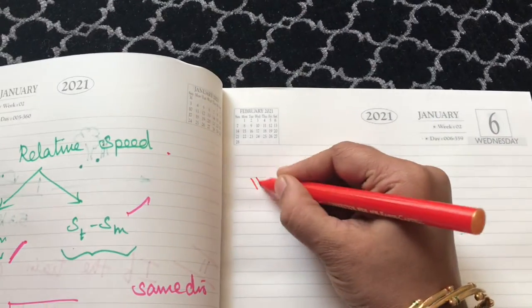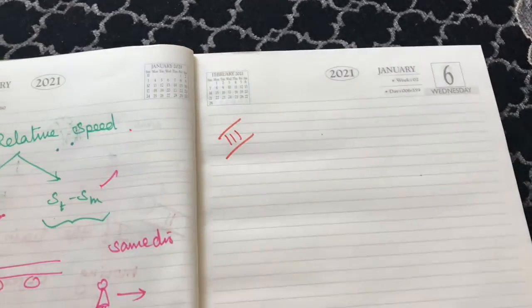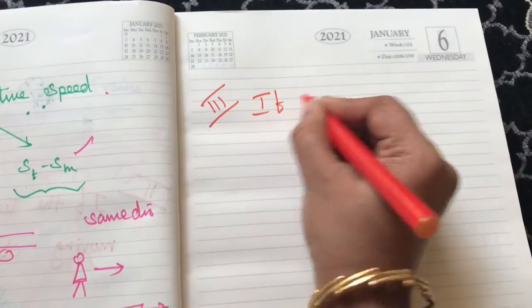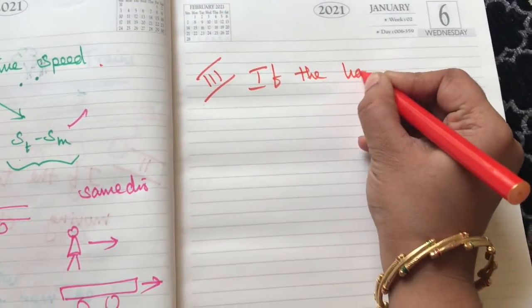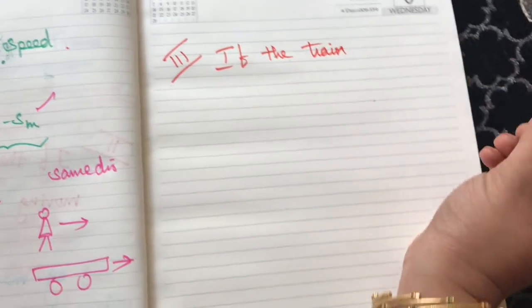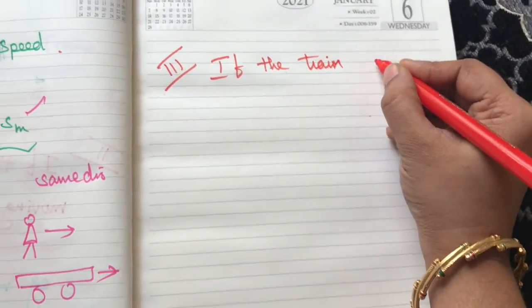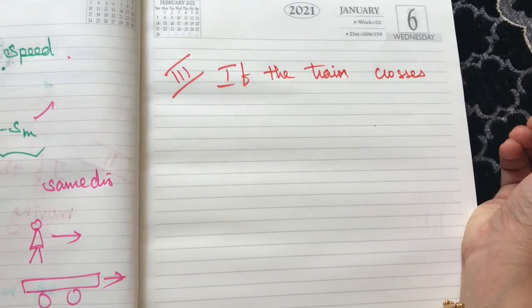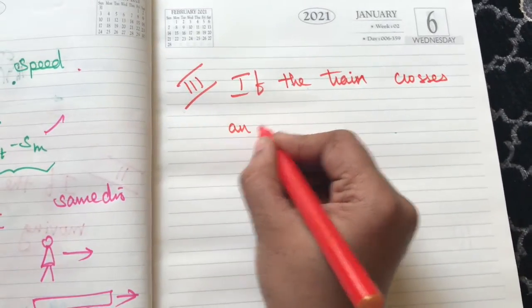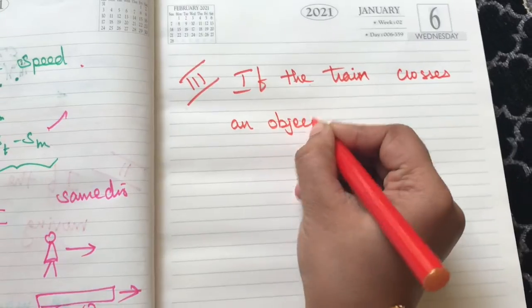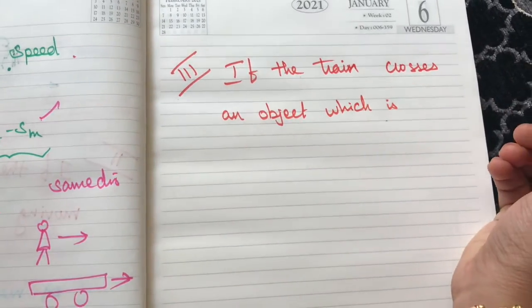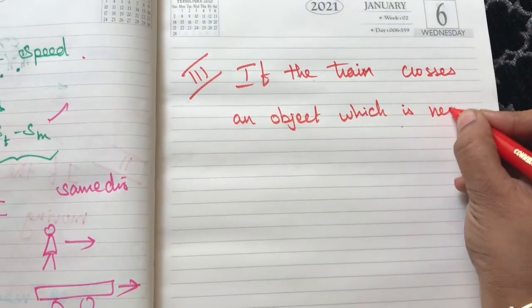Third case. Case 3. That is, if the train crosses an object which is of negligible length.